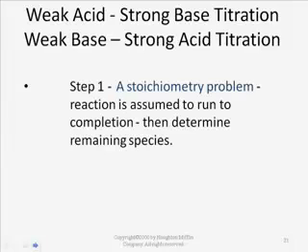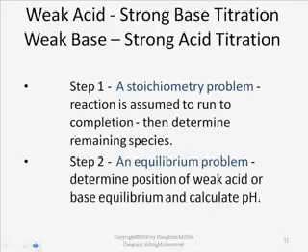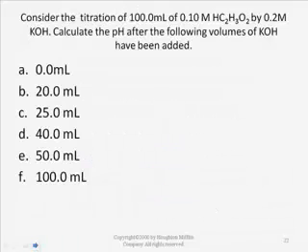Okay, now, what happens though when we are titrating a weak acid or a weak base? Well, basically the initial thing is still stoichiometry. You're going to take into account what's happening in the reaction first. Then what's left over is going to be, instead of a direct pH calculation, an equilibrium situation because you're going to have a weak acid or weak base. All right, so let's take a look here.